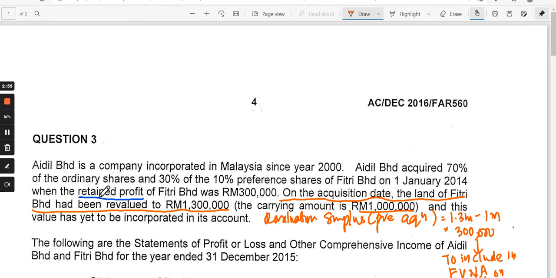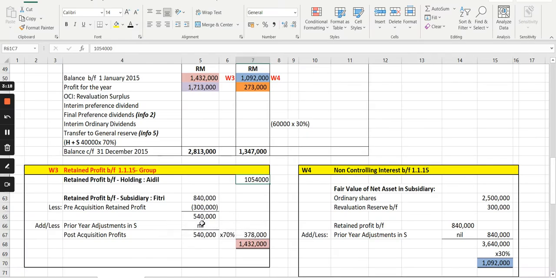Having said that, if you can see here on the first paragraph, you are informed that on 1st of January 2014, the retained profit of Fitri was 300,000, and this is actually telling you that this 300,000 is the pre-acquisition profit. So you need to take out that pre-acquisition profit from the retained profit brought forward. If this is a pre-acquisition loss, you will add it up. If it is a pre-acquisition profit, you will have to take it out to find out the post-acquisition profit.